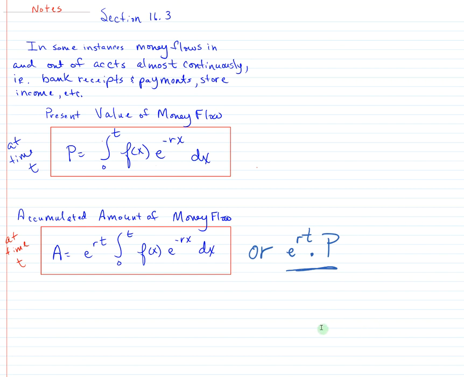It is an integral from 0 to the time you're talking about, of f(x), a function, times e to the negative rx dx, r being a rate. Then the accumulated amount of money flow at a particular time t: you take this P, the present value, which is this integral here, and multiply it by e to the rt. So it's e to the rt times P. Those are the two formulas we're going to be doing.